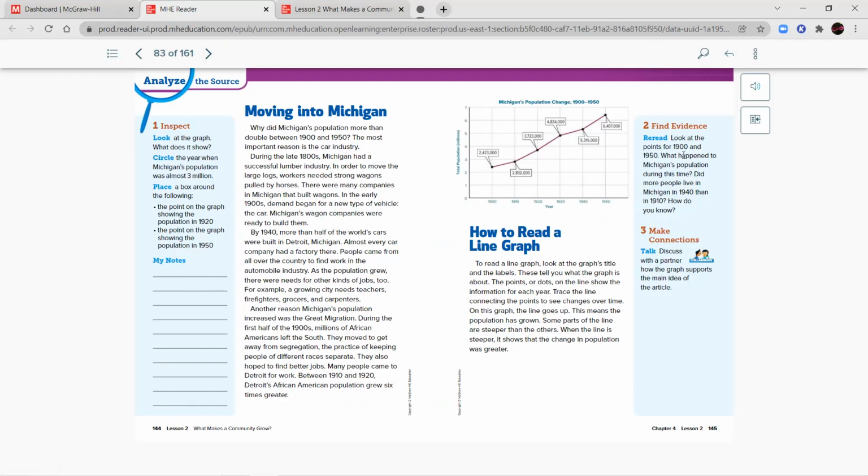Look at the points for 1900 and 1950. What happened to Michigan's population during this time? Did more people live in Michigan in 1940 than in 1910? How do you know? And you can use the lines here to help you fill in your answers.